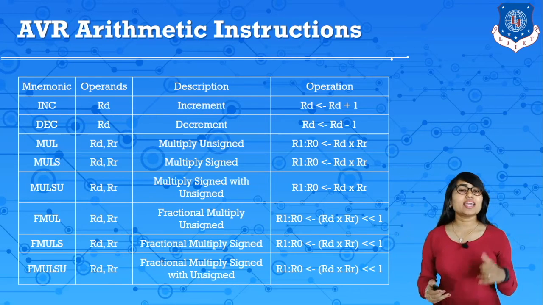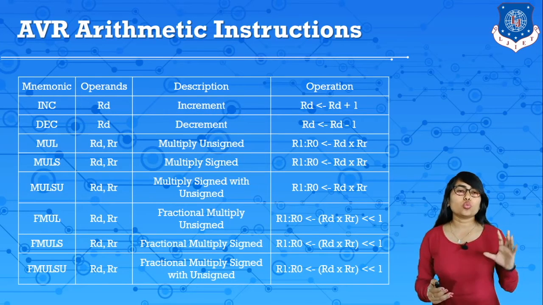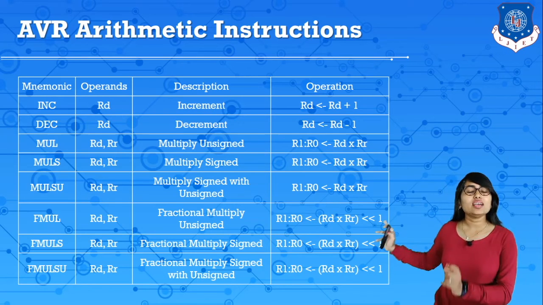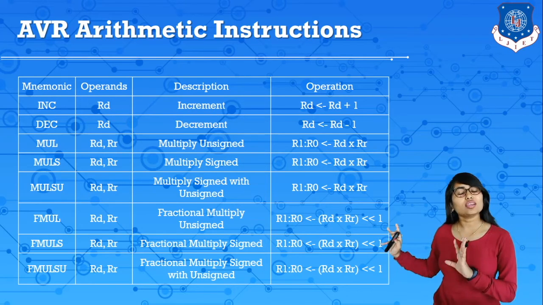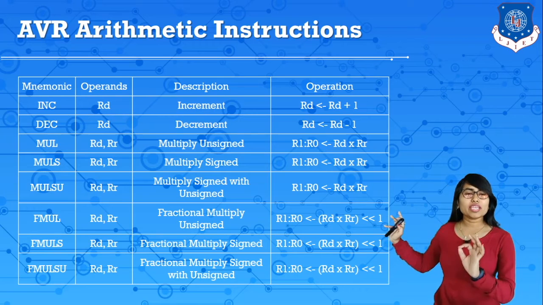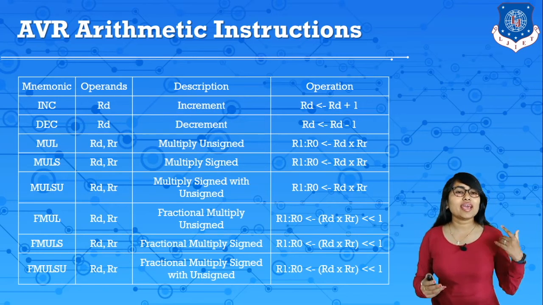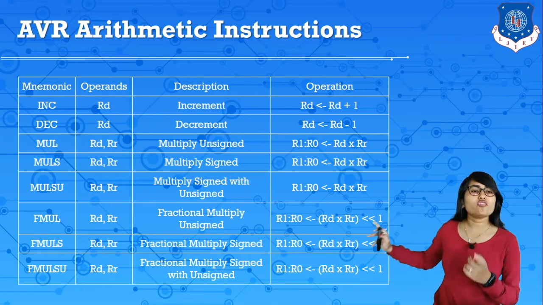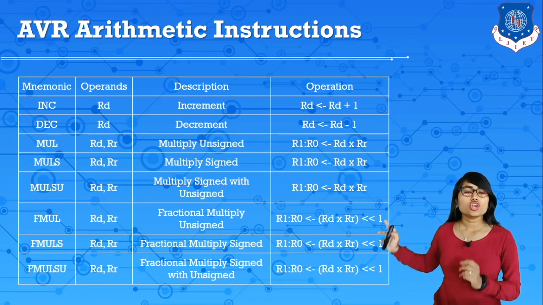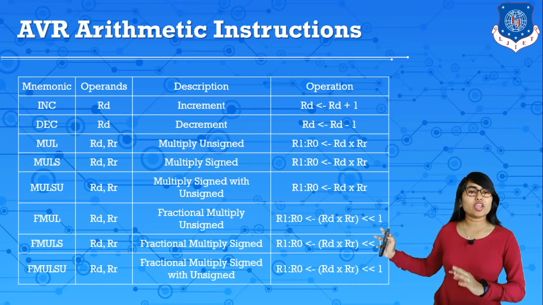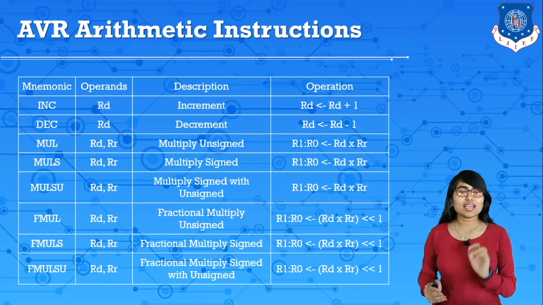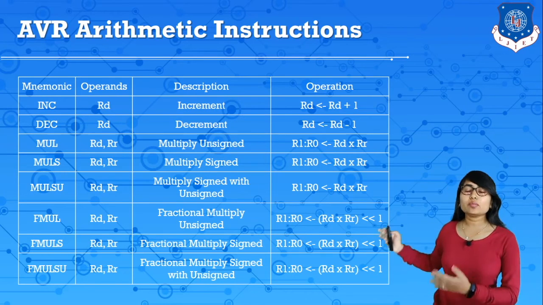Now multiply a signed number with an unsigned number. So one is a signed number, the other is an unsigned number. For that, MULSU. Again it is a multiplication, but one number has a sign and the other number is an unsigned magnitude. Then for fractional multiplication there is the FMUL instruction. It multiplies fractional values, and these are unsigned numbers. Then FMULS, fractional multiply of signed numbers.